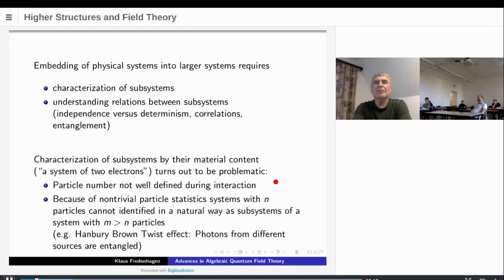Another problem is that when you look at a system of, say, n particles, and these are, say, bosons or fermions, and you consider them as part of a system of m particles, where m is larger than n, you see that this does not really make sense, because there is no way to characterize the n particles in an m particle system. And a striking example where this becomes relevant is the Hanbury Brown and Twiss effect. There you observe photons coming from different sources, so for instance stars or galaxies quite far away from us. And nevertheless, the photons are entangled, in spite of the fact that their emission process was completely uncorrelated.